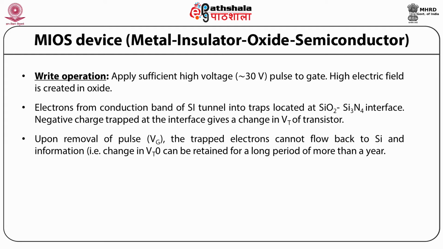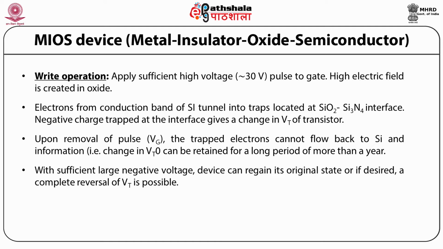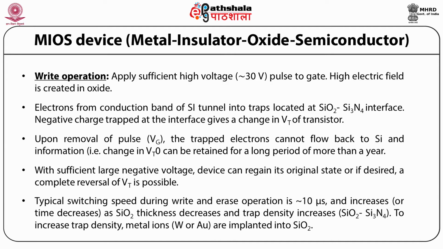To switch the device back to the low Vt state, a negative pulse is applied to the gate. So the reversal of polarity causes electron tunneling from the interface traps into the silicon. With a sufficiently large negative voltage, the device can regain its original state, that is, there is a complete reversal of Vt. So typical switching speed during write and erase operation is 10 microseconds, and the time decreases as SiO2 thickness decreases and trap density increases. So to increase the trap density, metal ions are implanted into SiO2.